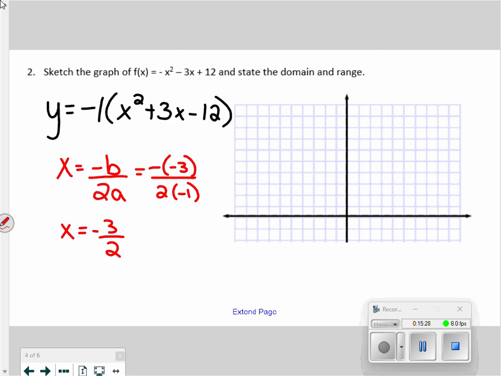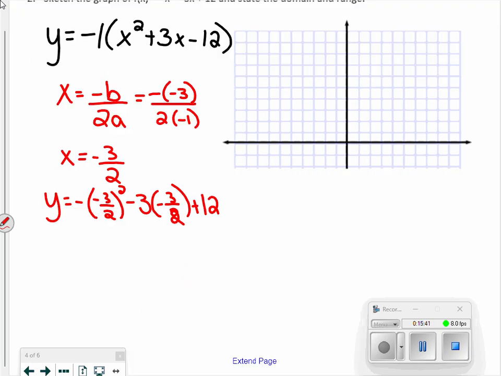And then plug it in to find your y. Negative 3 over 2 squared minus 3 times negative 3 over 2 plus 12. I don't know why I have this question in here if we can't factor it, to be honest. Two numbers multiply to negative 12: 1 and 12, 2 and 6, and 3 and 4. Ah, that's why.